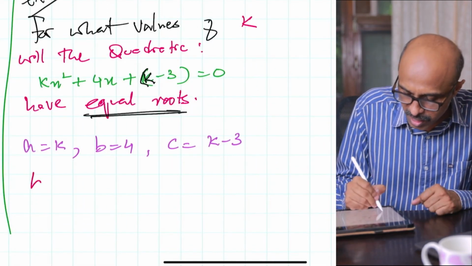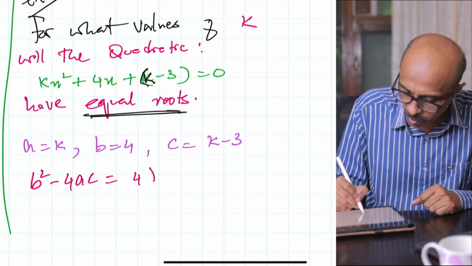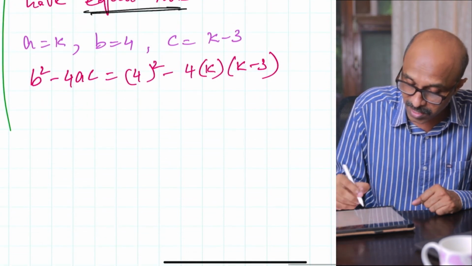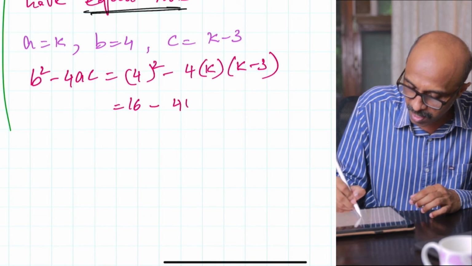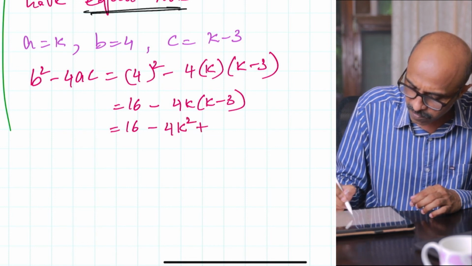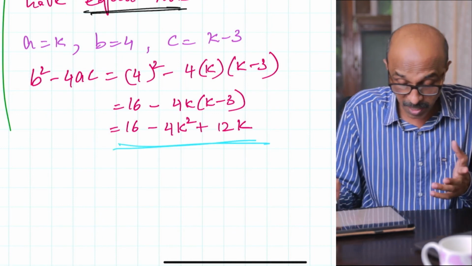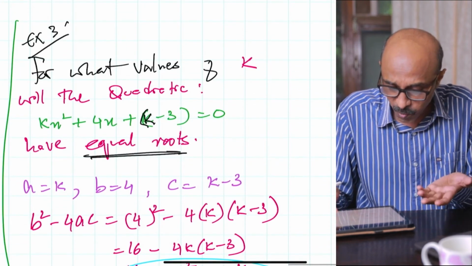So now when we find the discriminant, that's b square minus 4ac, that would be 4 square minus 4 times k times (k minus 3). Okay, that's the expression for the discriminant. And we know that this is going to be 16 minus 4k times (k minus 3). And this works out to 16 minus 4k square plus 12k. This is the discriminant, okay? And it's surprising that this discriminant is now another quadratic. So it's almost like a quadratic within a quadratic, okay?